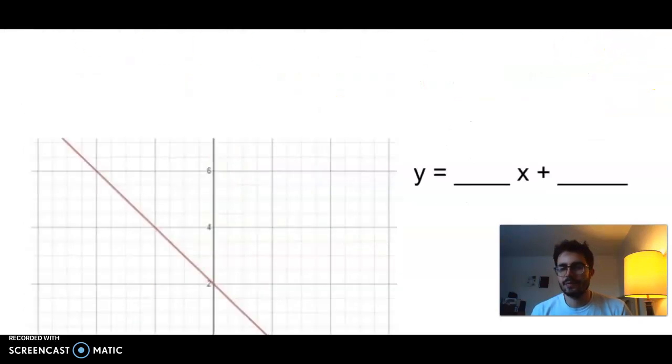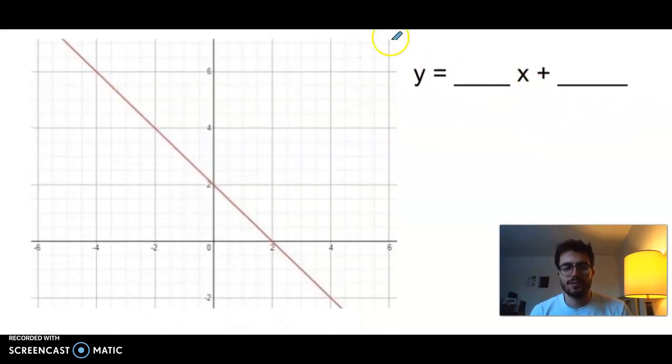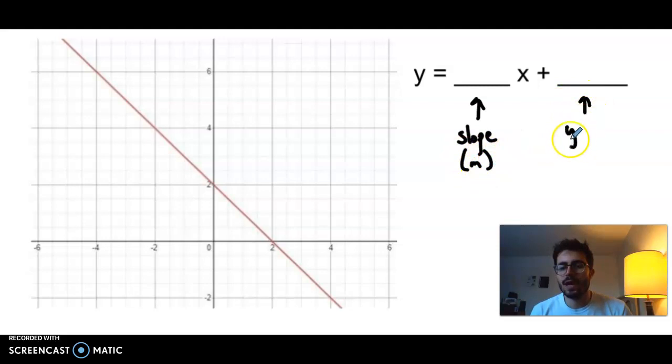Let's look at this example. So again, we need slope, which is our m, and then our y-intercept, which is our b. So the graph crosses the y-axis right here at (0, 2). So we know that's our y-intercept. And then if we pick another point, we can pick this one.